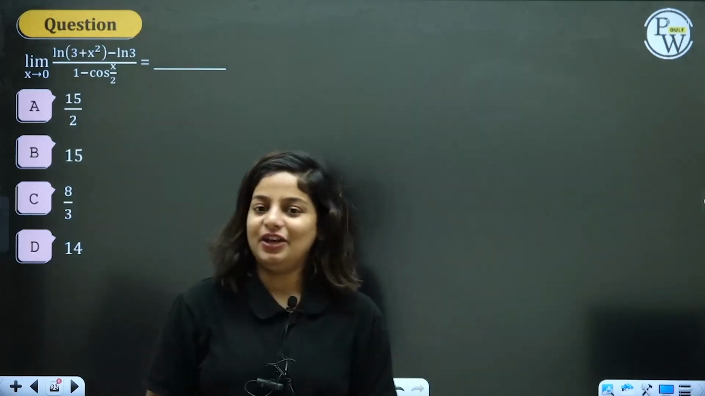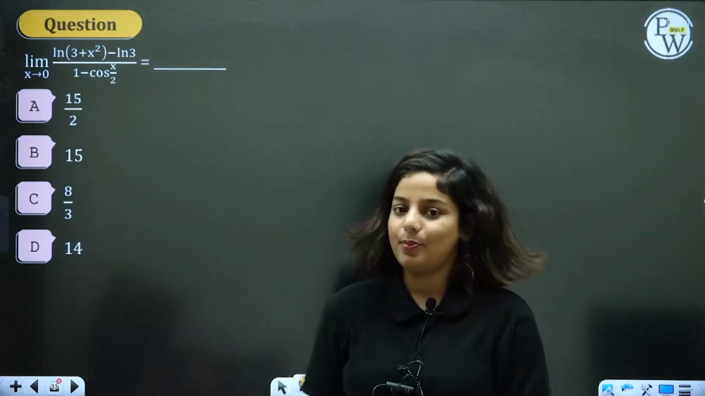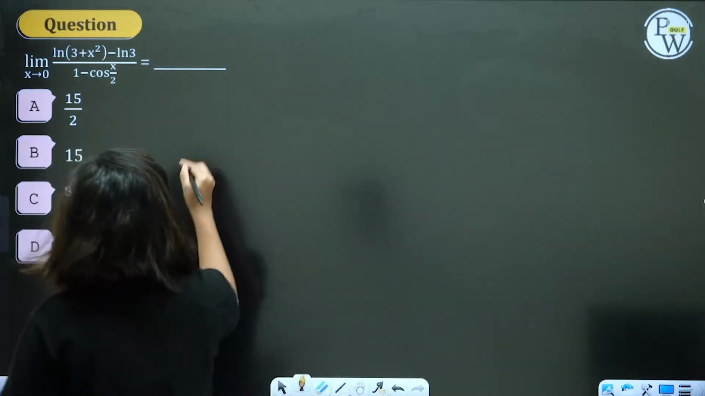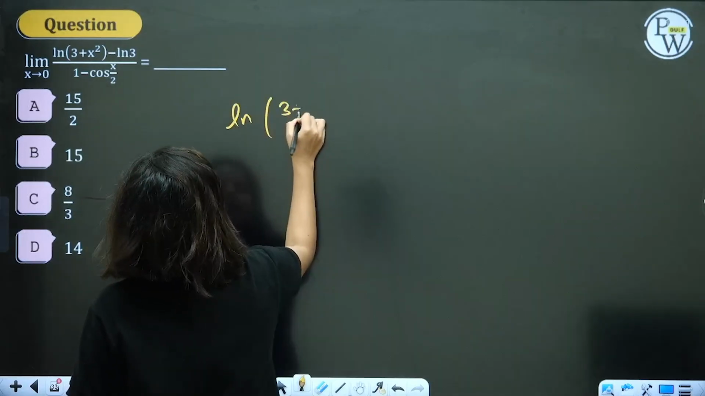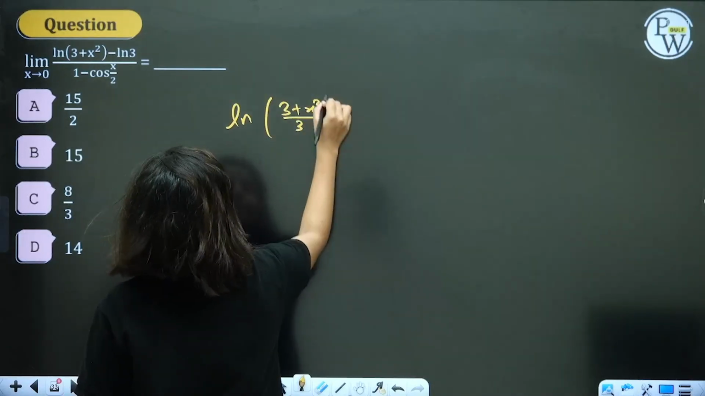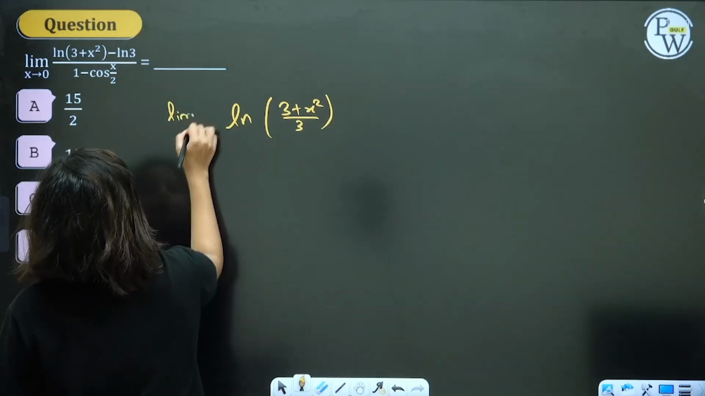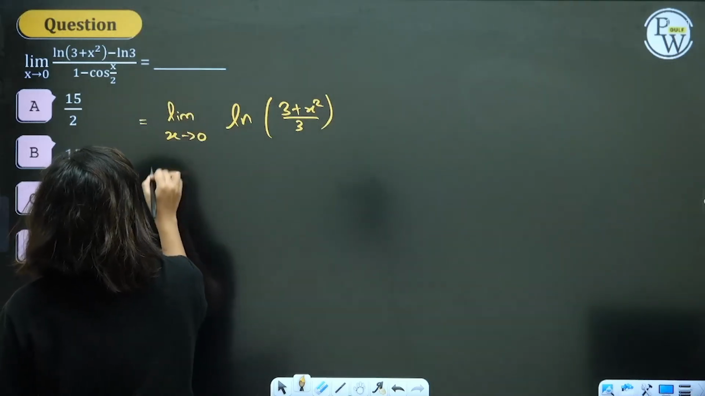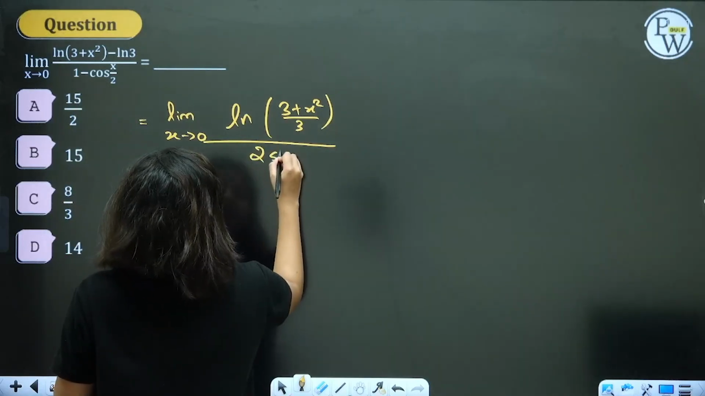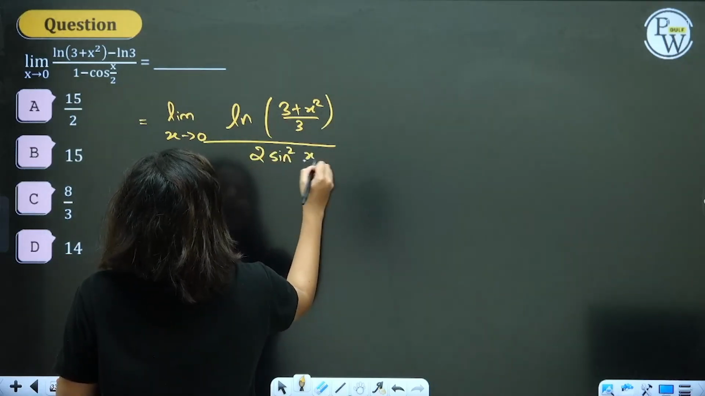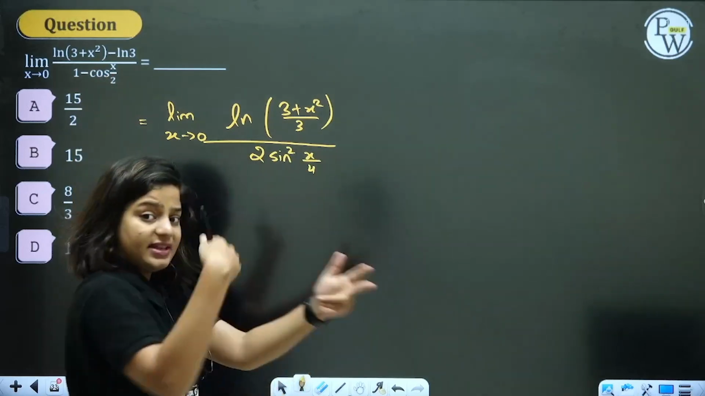Next question. ln of 3 plus x square minus ln of 3 upon 1 minus cos x by 2. Log of a minus log of b will be log of a by b. I hope you all know this formula. Upon 1 minus cos x by 2 will be 2 sin square x by 4. Half of x by 2 is x by 4.